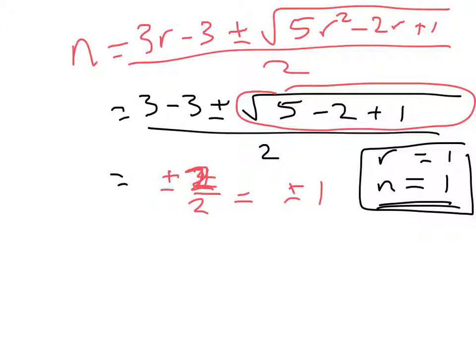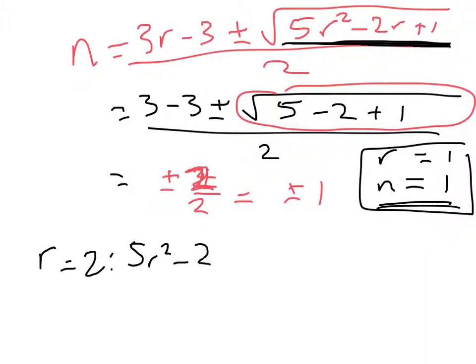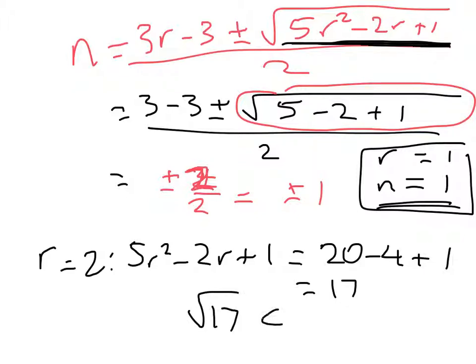So the only way to really do it is just to try values out and see if we get a perfect square under here. So let's go. If we do r equals 2, 5r squared minus 2r plus 1 is equal to 20 minus 4 plus 1, which is 17. So that's not going to give me an integer solution. So root 17 is not an integer. So let's keep going and see where we get to.